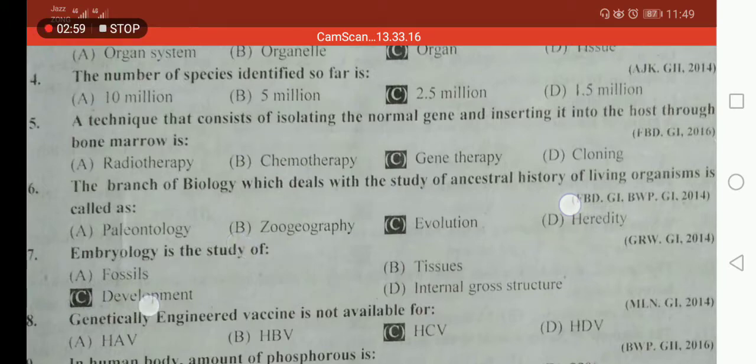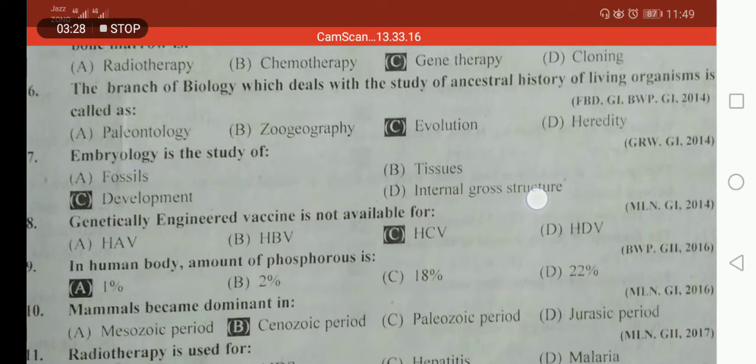Embryology is the study of development of the embryo. Paleontology is the study of fossils, and the tissue study is known as the histology, while internal gross structure is known as anatomy. So, how zygote is developed into whole organism. This process is known as development, and it is studied under the branch that is known as the embryology.